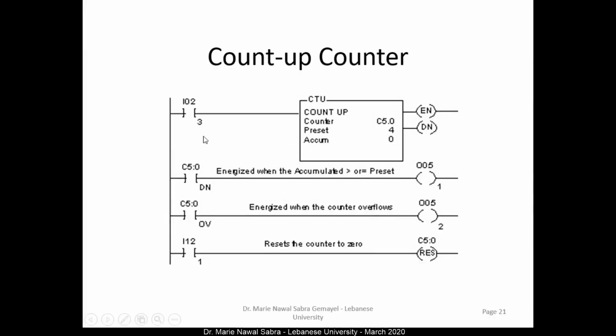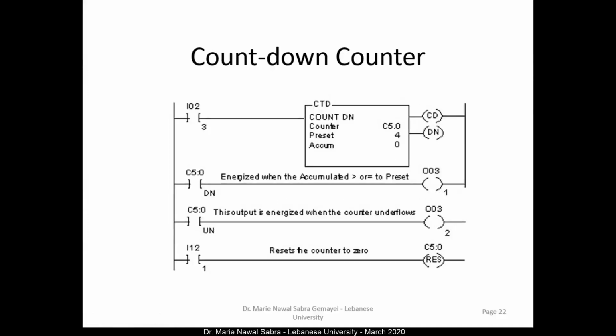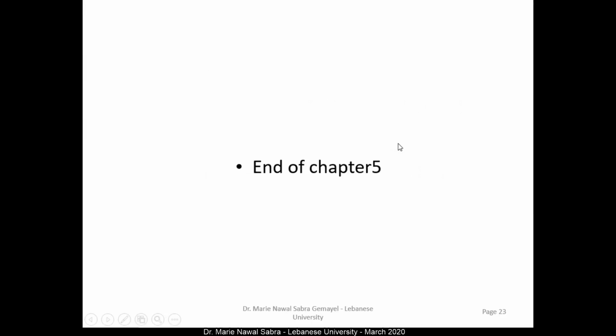So this is the circuit of the up counter. It looks like the timer with a preset and accumulated value, the enable on the first line, and the done bit that you can see but cannot control. Here we have an overflow, which doesn't exist in all PLC counters, and we have the reset because the counter cannot reset by itself. The same for a countdown counter. Here the counter is going to count down from a preset value down to 0.